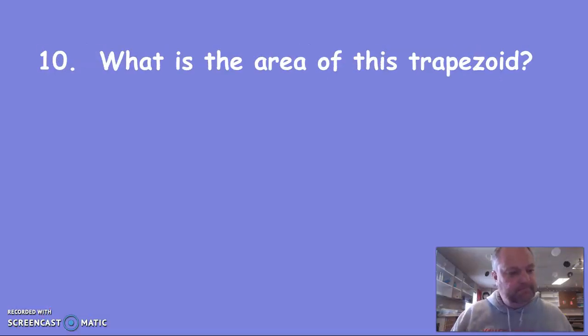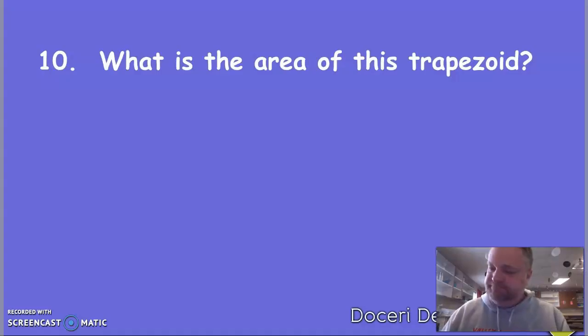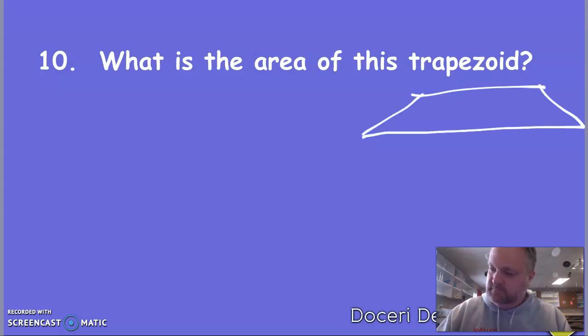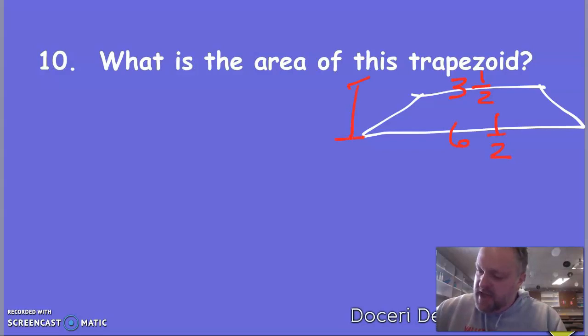Okay, number 10. What's the area of this trapezoid? Okay, so I'm going to draw a trapezoid. And I'm going to make the top 3.5. I'm going to make the bottom 6.5. And I'm going to make the height of the whole thing 5.